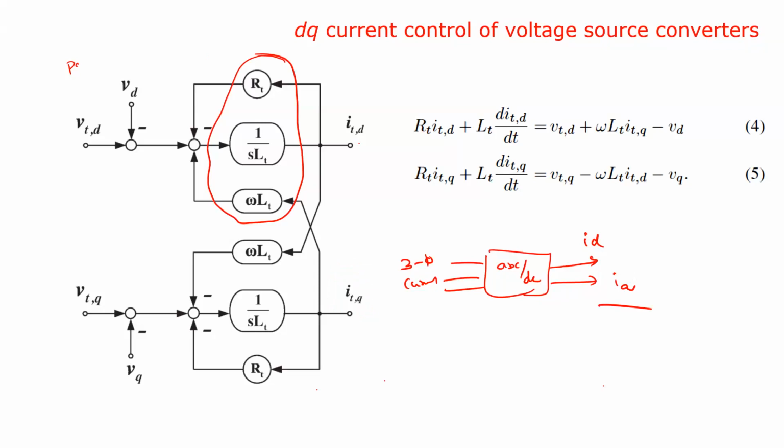So in most cases, we will not use this one. Nowadays the current sensors are cheaper. Therefore, we normally measure the grid side or the inverter side currents. Then we simply convert this from ABC to DQ, so that gives you ID and IQ components, right? So there is no headache, nothing.